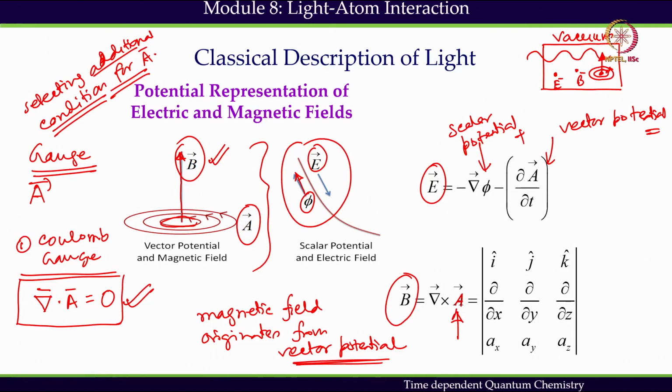So this is the meaning of vector potential, and this additional condition we will use for getting the solution of light atom interaction. We will stop here, and we will continue this module in the next session.